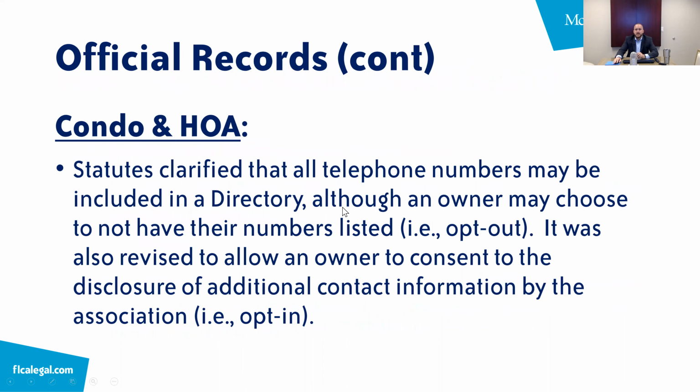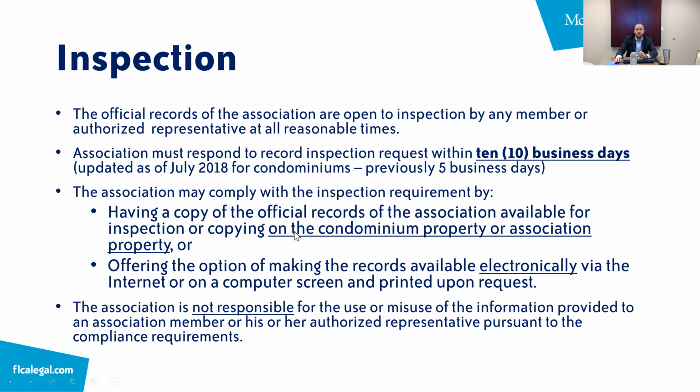And then on the next slide, they talk about how the statutes will clarify that all telephone numbers may be included in a directory, although an owner may choose to opt out, whereas emails you can only include if they opt in. So the default is that if you have a telephone number for an owner, you can include it in the directory, but the owner can opt out. But for an email to be used, you have to get their specific consent before you can use it in a directory or as an official record.